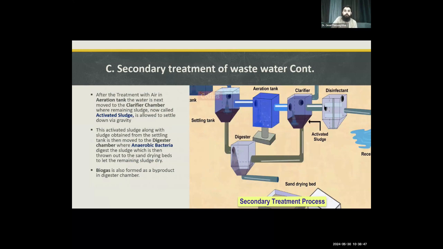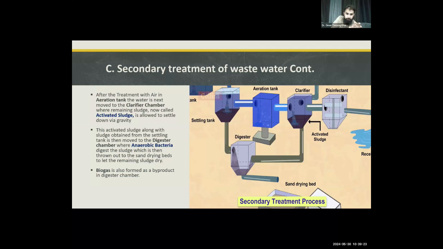Okay, thank you. Secondary treatment of wastewater continued. So after the treatment with air in the aeration chamber, the water is then moved next to the clarifier chamber, where the remaining sludge is now called the activated sludge. After moving from the aeration tank, there is a chamber called the clarifier tank or clarifier chamber. The sludge which is now being created by the aerobic bacterial activity now becomes the activated sludge.